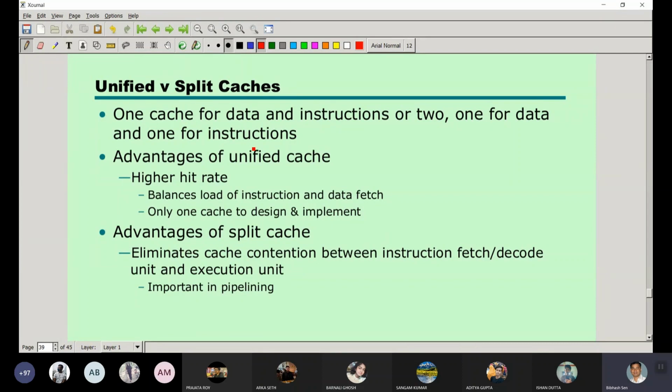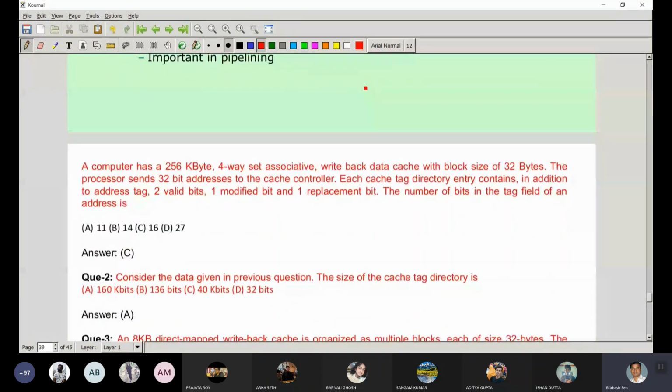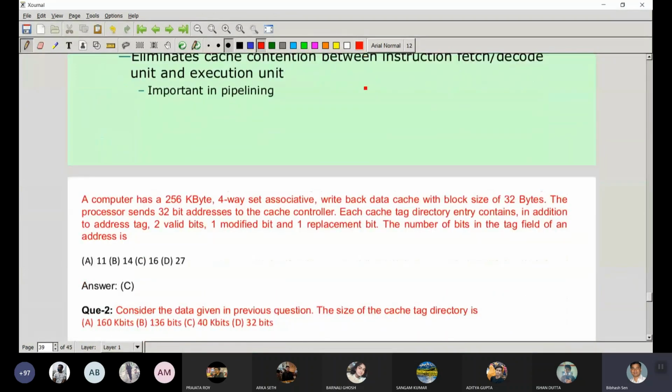But the advantage of split caches is that they eliminate cache contention between the instruction fetch and decode unit and the execution unit. This is important in pipelining, where split caches will help us. Sometimes in pipelining, when you are executing some data, at that time you use only the data cache, while the second instruction can be fetched from the instruction cache if you have them separately. So conflict or data bandwidth wastage can be minimized and prevented. That is the advantage of this. Okay, can you solve this question?